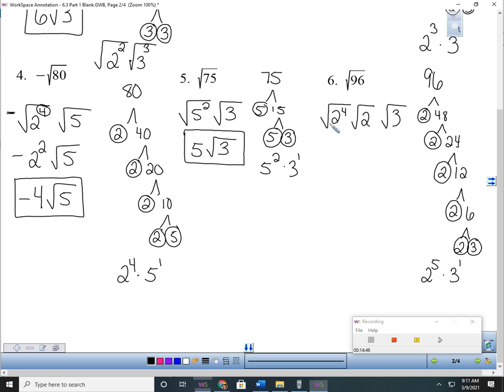Then I have to take this perfect square and square root it. So the square root of 2 to the 4th would be 2 to the 2nd. And then these are both of the numbers I couldn't reduce anymore, so I just multiply them together. 2 times 3 is 6, and that stays under my root. And then go ahead and take and square your 2. 2 squared is 4, so I get 4 square roots of 6.